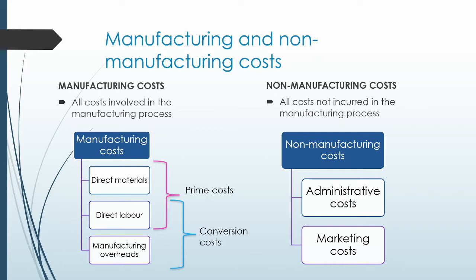These are costs that are not involved in the manufacturing process, but are necessary to support the general business function. Examples would be administrative costs, such as accountants keeping records, and marketing costs, such as advertising to sell the product.